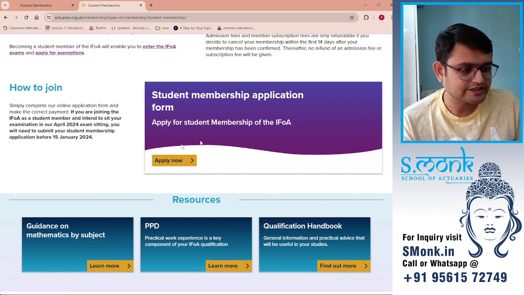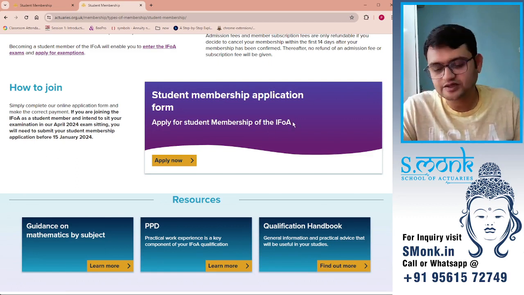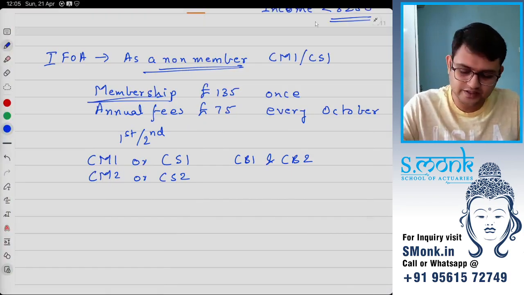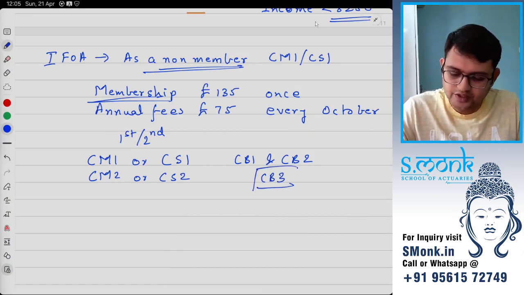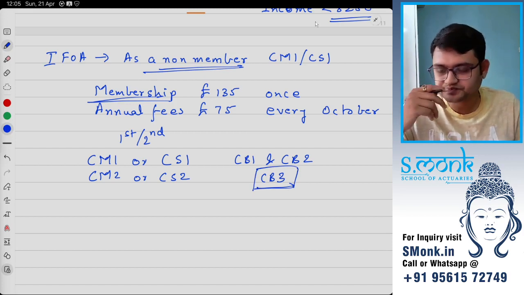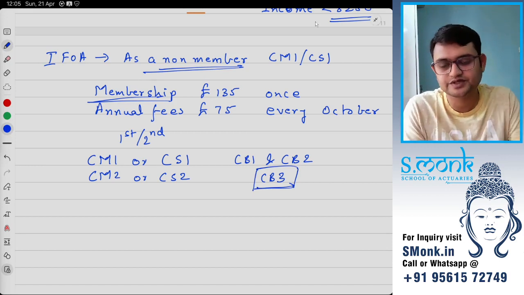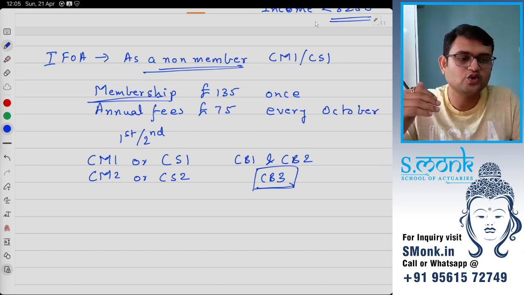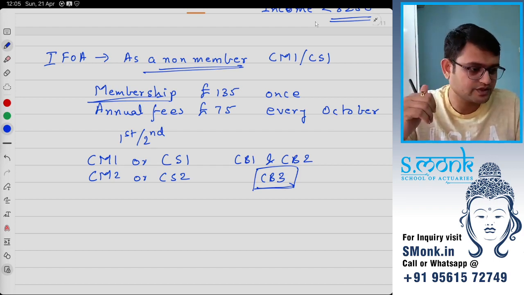So you are asking what about CB3? CB3 is a practical style paper, so you should always give it at the end. CB3 is a business related paper. The reason I am saying give it at the end is because the fees are very high. Compared to the others, the fees are much higher for CB3, and you don't actually have to study for it. So especially when you get a job, it's easier to give CB3.